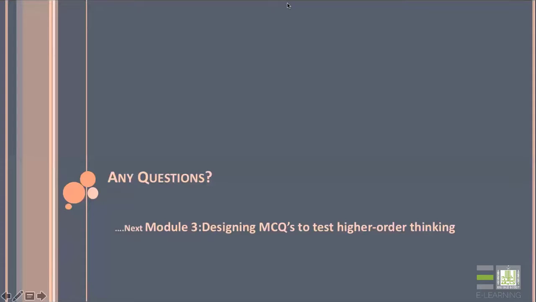There's a question that asks, would it not be best to place the alternatives in alphabetical order? A good approach would be to list the alternatives in either numerical order or chronological order, so that again you're not giving away clues to students, and you've got that consistency throughout.